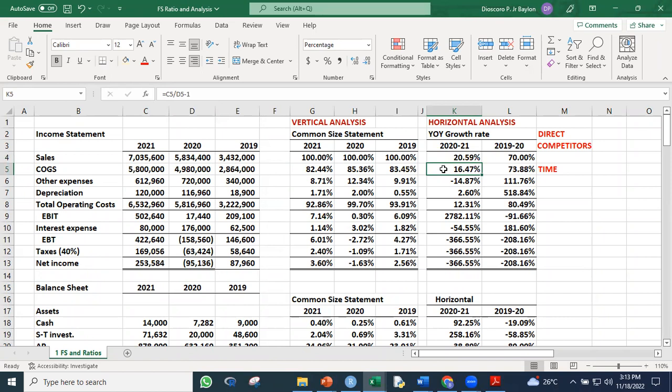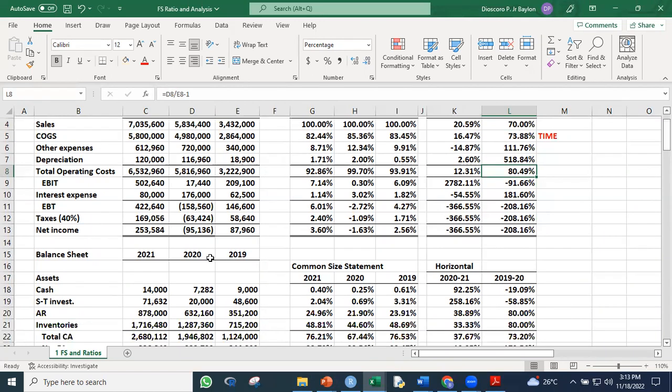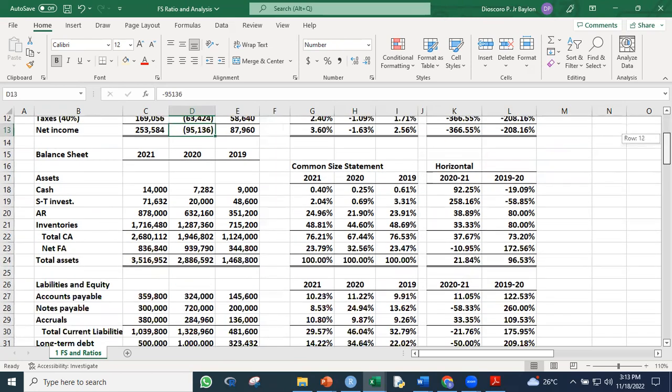All right, and here you can see in 2020, although sales grew by 70%, you have here the total operating cost increasing by 80.49%. So that's one reason why 2020 was a bad year for the company. You know, net earnings before tax negative na siya. So nung net income niya, negative 95,136.